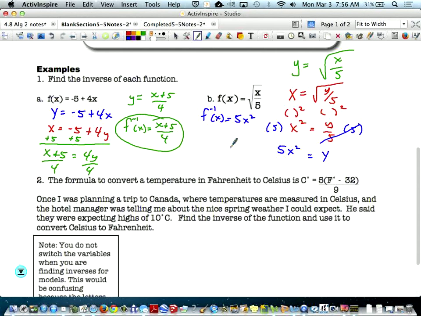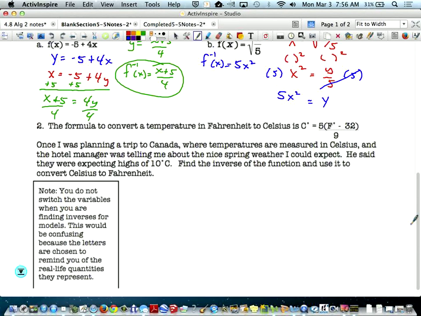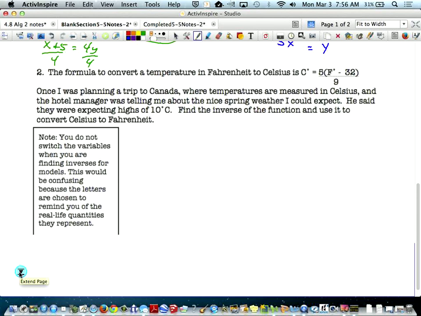Now, on a problem down here, quote-unquote, real-world application, right? It's a word problem. Celsius is 5 times the degrees Fahrenheit minus 32 degrees, all divided by 9. So if I travel outside of the country and I'm used to degrees Fahrenheit, I can plug something in and figure out what it is in degrees Celsius. So that's what this problem is talking about.